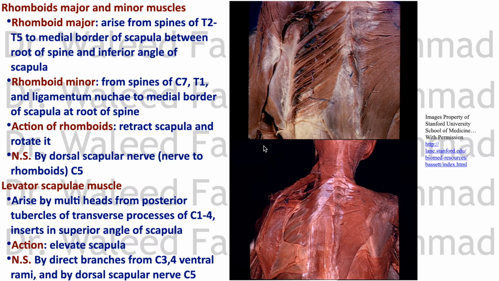Levator scapulae muscle, we also studied this in the neck. It arises by multiple heads, as you can see here, from the posterior tubercles of the transverse processes of C1 through 4, C1, 2, 3, 4, and inserts in the superior angle of the scapula. This is the levator scapulae muscle, and its action is to elevate the scapula, as its name suggests. Its nerve supply is the dorsal scapular nerve and direct branches from C3 and 4, ventral rami of the cervical plexus.